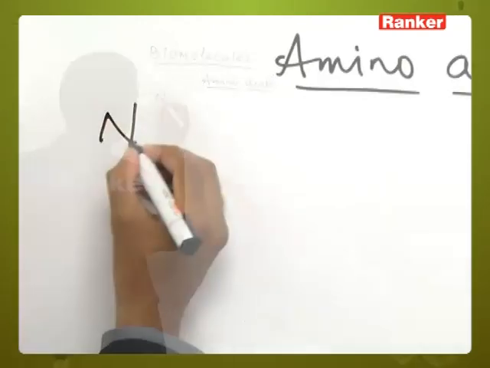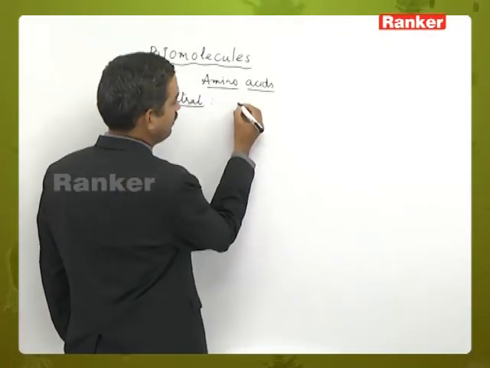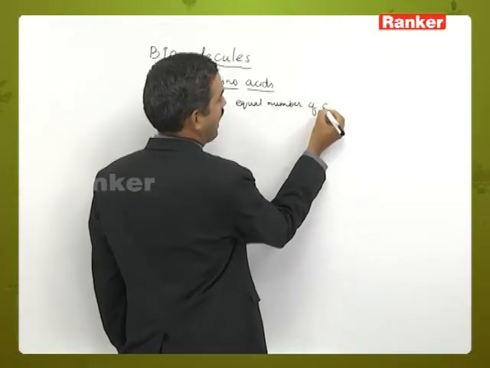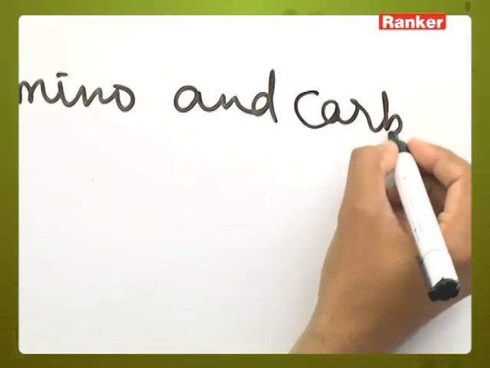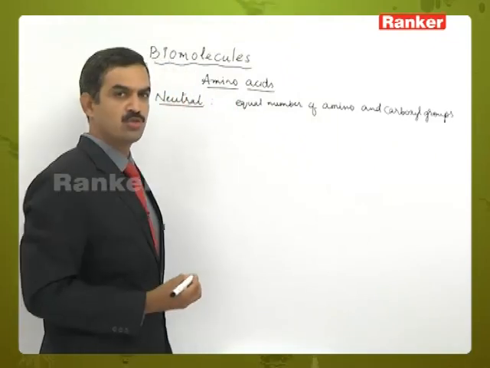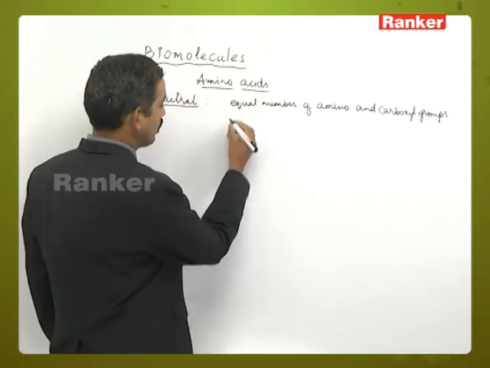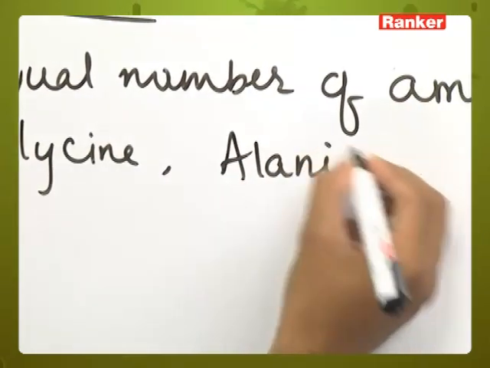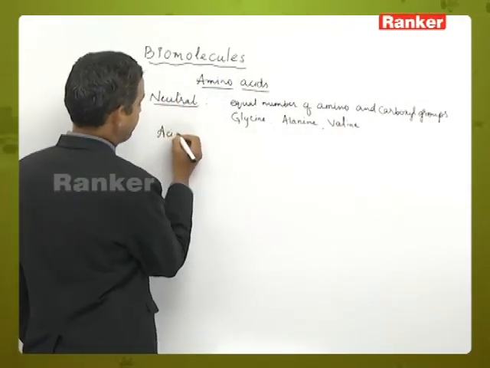First one is neutral amino acids. Neutral amino acids are those which contain an equal number of amino groups and carboxyl groups. Such amino acids are called neutral because the acidic and basic nature is balanced here. We can take examples of glycine, alanine, valine, etc.